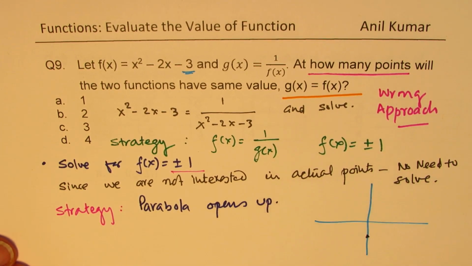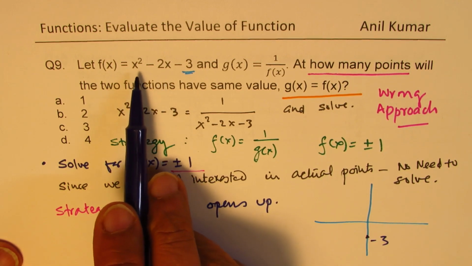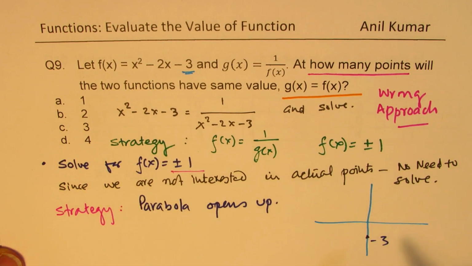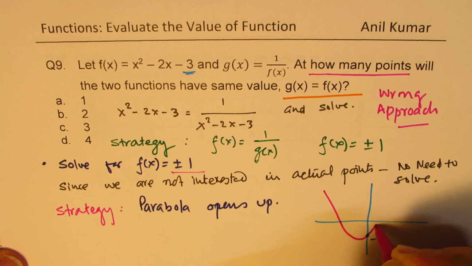The parabola opens up, and we have already identified that there is a point somewhere at minus 3. We are not even working out the vertex, which will be at half of this value. Half of this value is minus 1, so somewhere there will be a vertex. But what we do understand is that this parabola will be something like this.